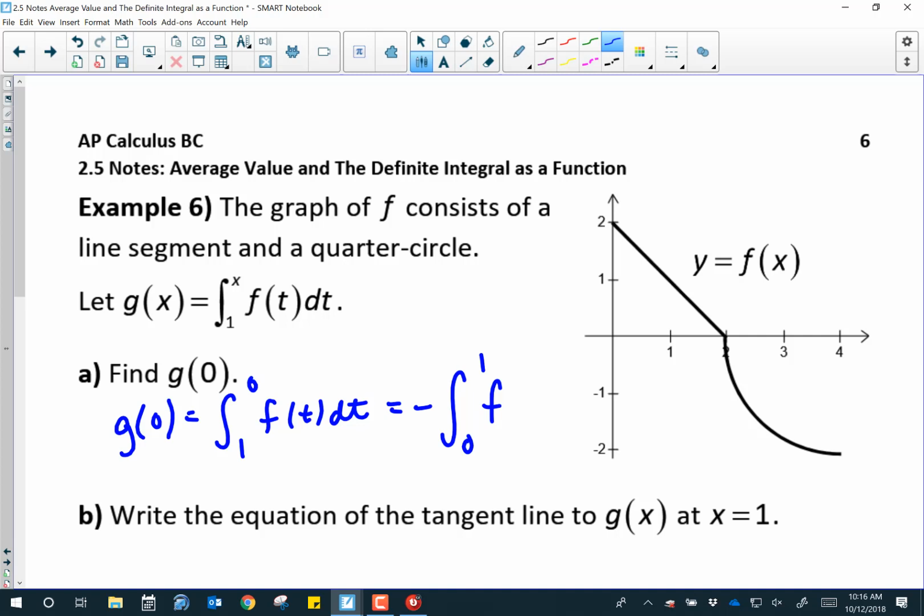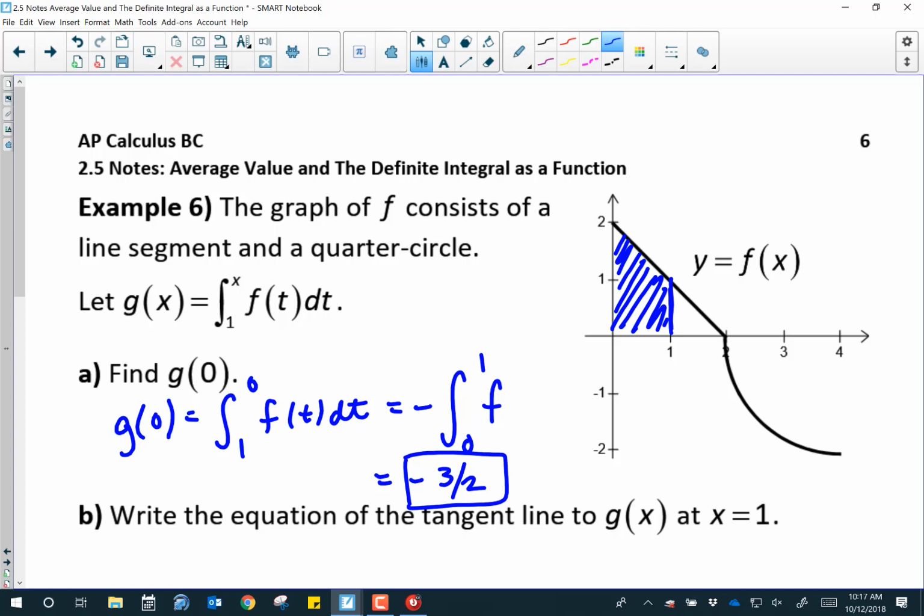All right, so the integral from 0 to 1, that area is positive area, but then we're going to negate it because of the property, since we're defined as starting at 1. Okay, so then we want to find the negative of that area. Anybody find that area? 3 halves, correct. So g of 0 would be negative 3 halves.